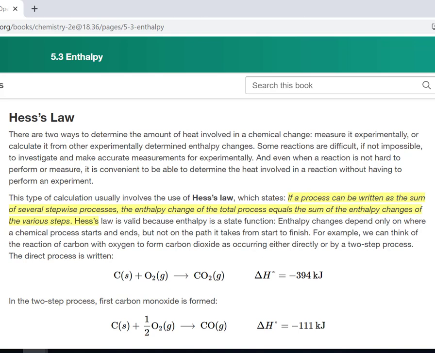If a process can be written as the sum of several stepwise processes, the enthalpy change of the total process equals the sum of the enthalpy changes of the various steps. Okay? This is essentially taking the idea of having a state function and showing why that's very useful. We can take something and rearrange it in any way, add those pieces together, and come up with what we want.